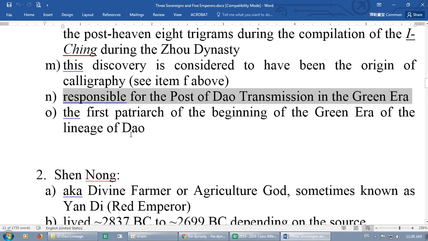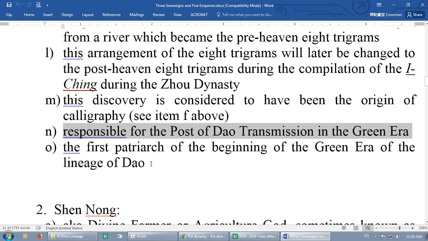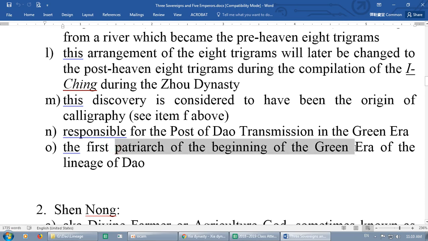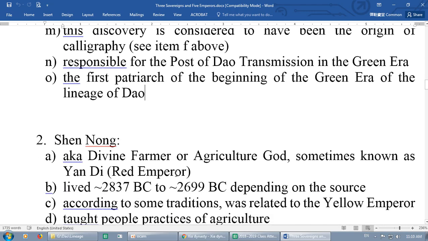the Tao transmission, right? Remember, like today during the white era, we have the holy teacher, right? During the red era, we have Jiang Taigong, and then during the green era, Fuxi. So Fuxi is kind of unusual in that not only did he become the first patriarch of the beginning of the green era, but he is also the Tao transmission post-Tao. So he wore two hats. He had like two jobs or two responsibilities. So that's the interesting thing about Fuxi. All right. Okay, next.